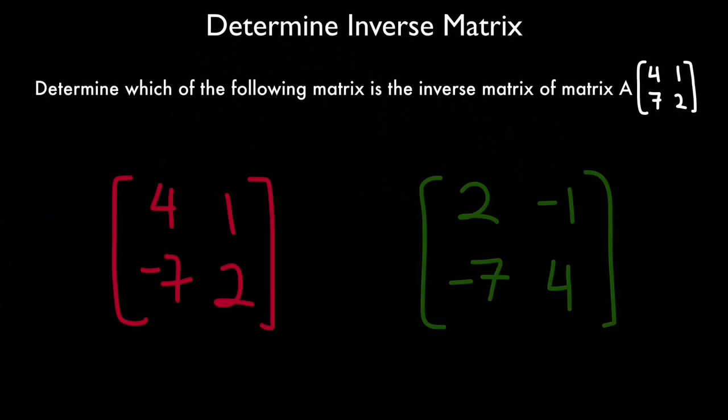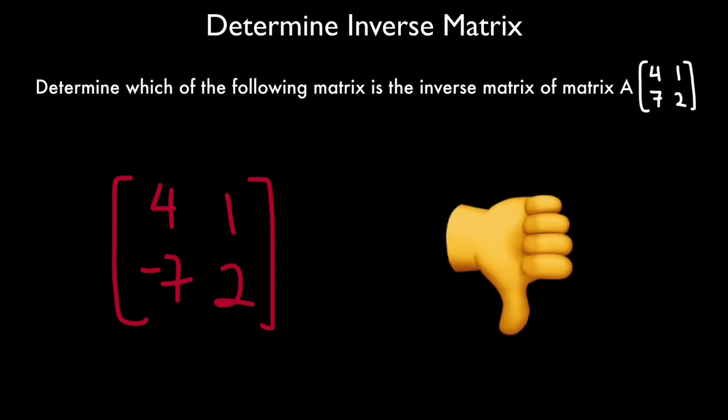For example, determine which of the following matrices is the inverse of matrix A, 4, 1, 7, 2. As you can see, we have two options, 4, 1, negative 7, 2 and 2, negative 1, negative 7, 4. Now, we simply multiply matrix A with both options and the one that results in an identity matrix is the inverse of matrix A. Let's see the correct answer.